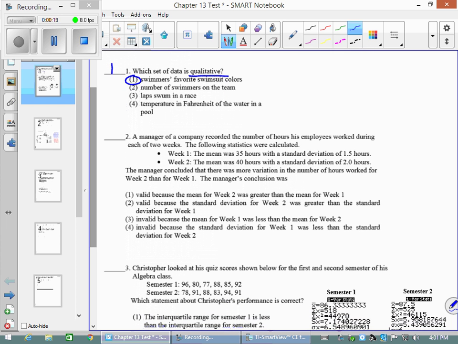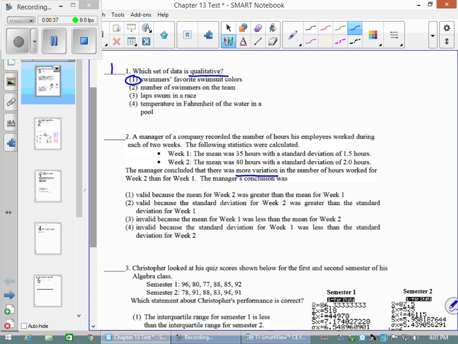Number 2, we're being given information about mean hours of work and the standard deviation of those hours based on employees working 2 different weeks. The manager concluded that there was more variation in the number of hours worked for week 2 than for week 1. So what was the manager's conclusion?